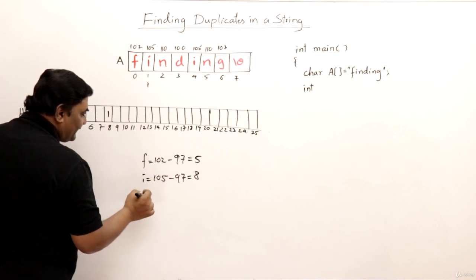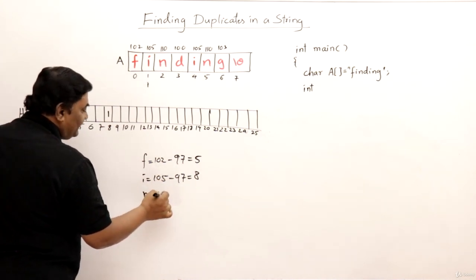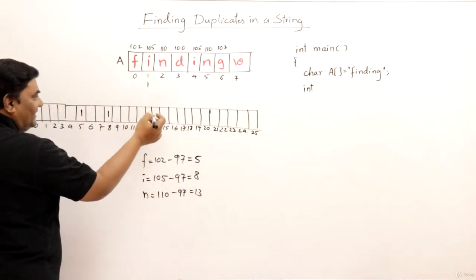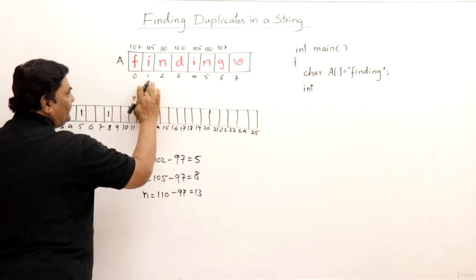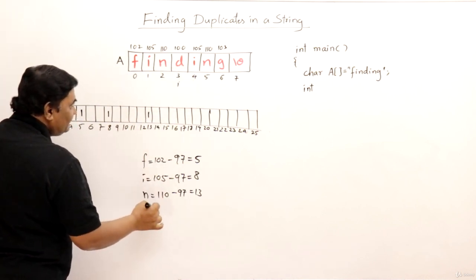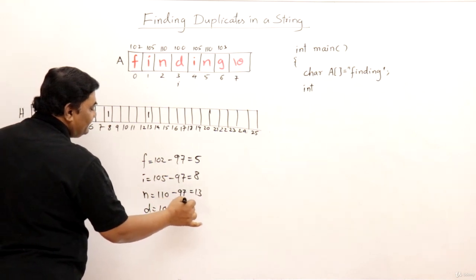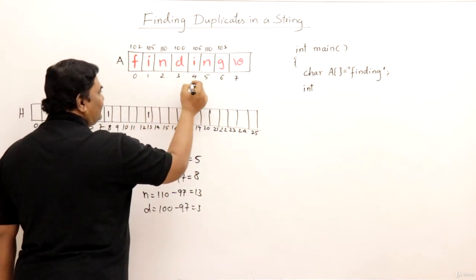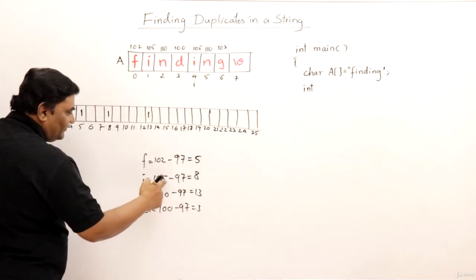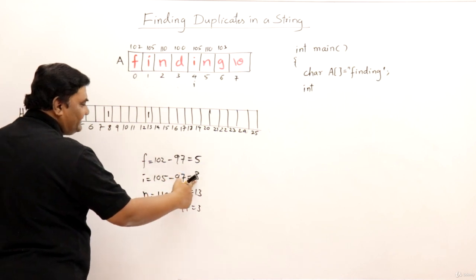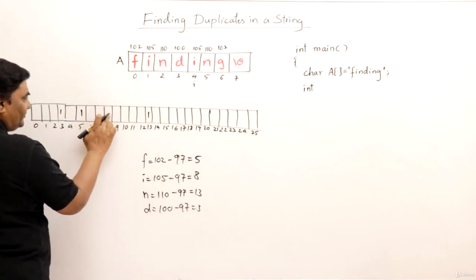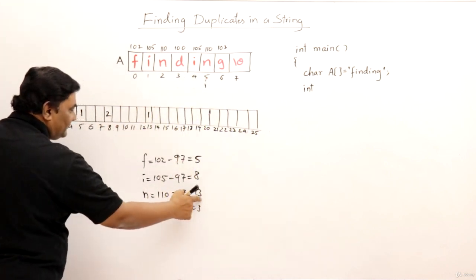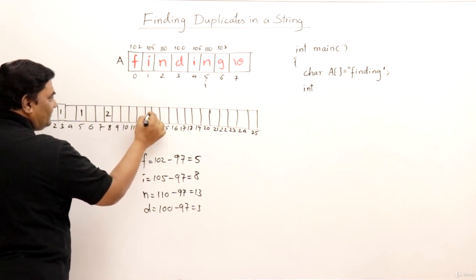Then next, N. N's ASCII code is 110, right? Subtract 97, so it is 13. Go to index 13 and increment it. Then move to the next alphabet, that is D. D's ASCII code is 100. Minus 97 gives 3. Go to index 3 and increment it. Then next is I. I's ASCII code is 105. Minus 97, 8. Go to index 8 and increment. This was already 1, so it will become 2. The next N, 13. Go to 13. It's already 1. Make it 2.